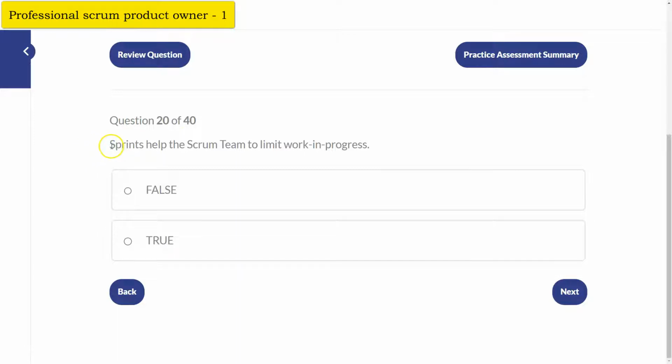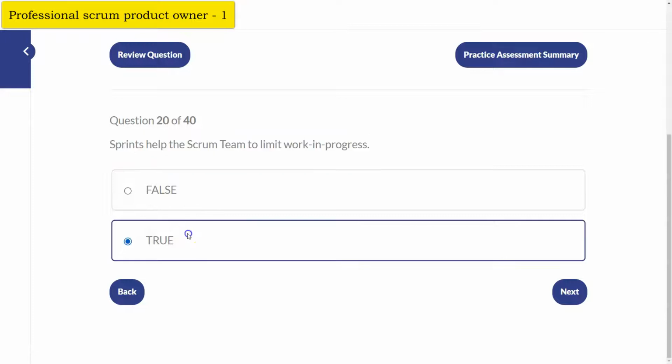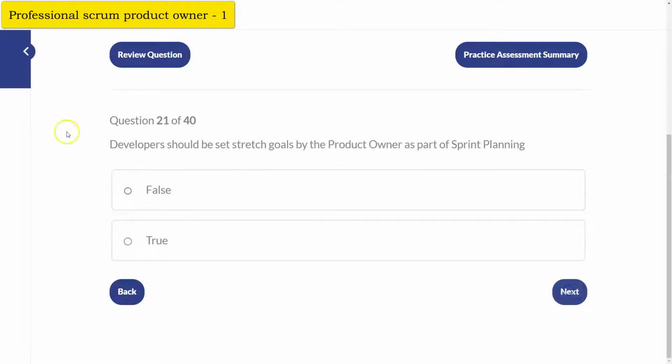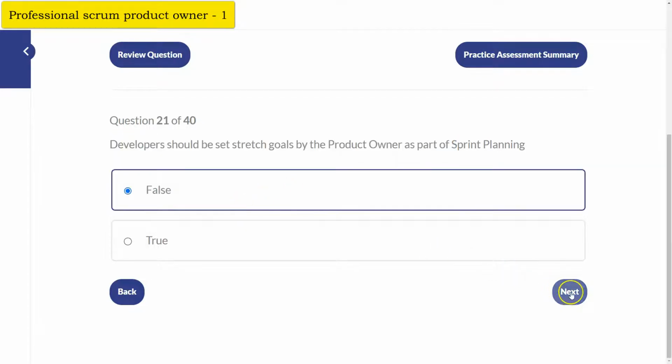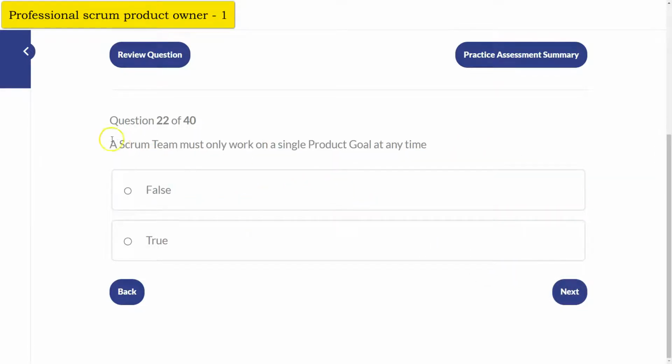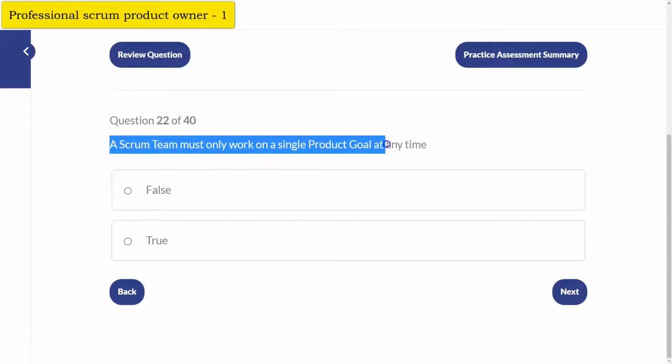Next question. Sprints help the Scrum team to limit work in progress. The answer is yes. Why? Because in a sprint we plan for one sprint only, right? So basically we plan to take a limited amount of work. Next question. Developers should be given stretch goals by the product owner as part of sprint planning. So the answer is false. Next question. A Scrum team must only work on a single product goal at any point of time. So the answer is true.